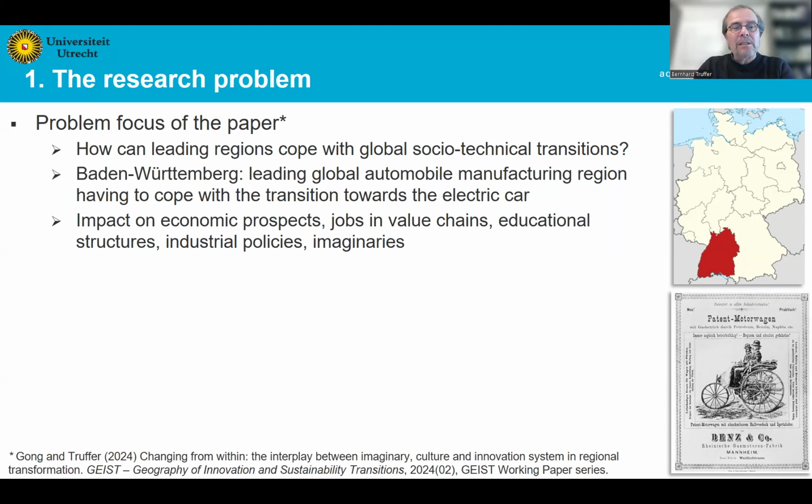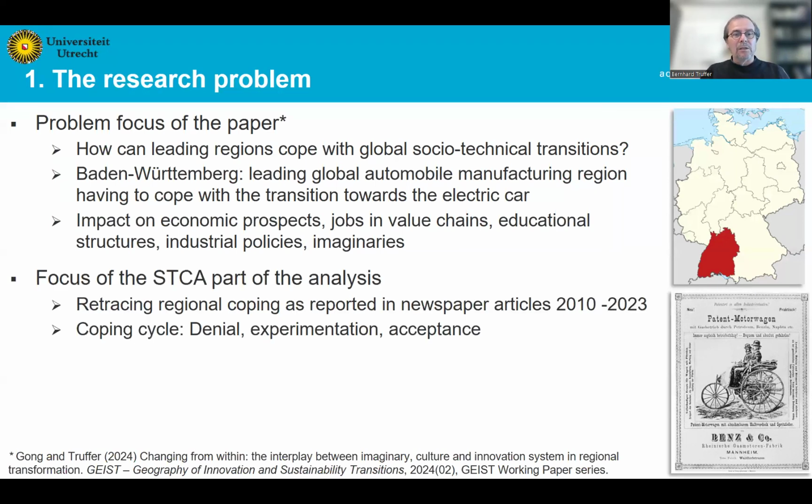The transition, of course, has fundamental impacts on economic prospects, jobs in value chains, educational structures, industrial policies, or imaginaries. And so it's a really important question to ask. So the STCA was part of a broader set of empirical analysis that we did, in particular also a long series of interviews that Hu and Gong conducted. And STCA helped us to retrace the regional coping as reported in newspaper articles in this period. And we observe a sort of a coping cycle from denial to experimentation to finally acceptance.